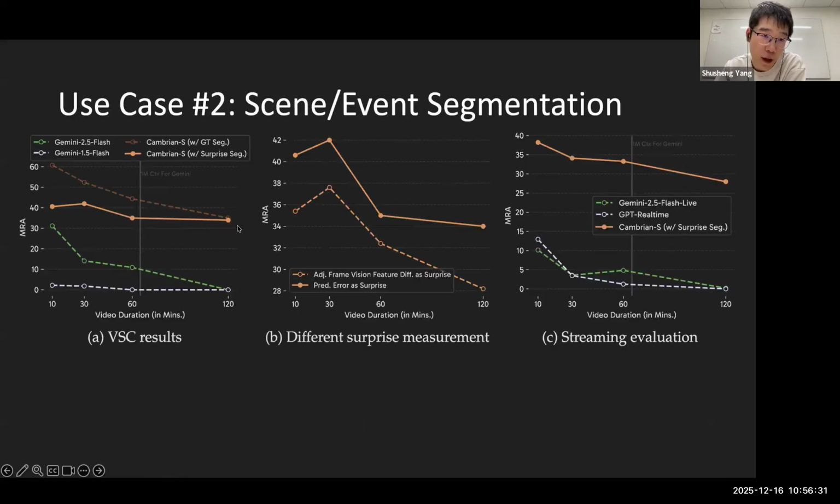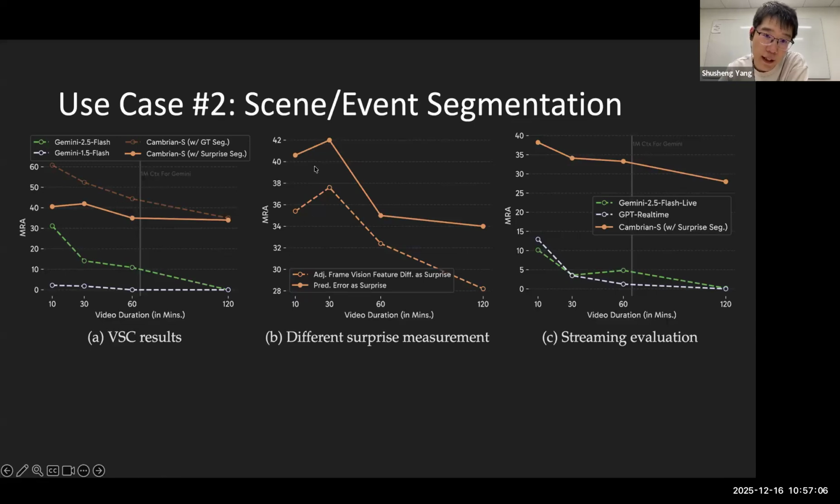And here, similarly, we also compare our model against the Gemini 1.5 and 2.5 Flash models. We can see that as the video duration gets longer, for example for the 2-hour videos, Gemini's results approach almost zero. However, if we apply our divide and conquer method, the performance is very stable at around 14.